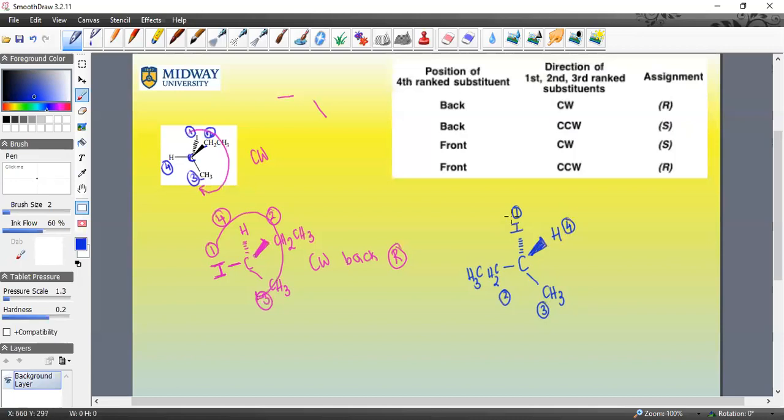Now go ahead and assign priorities 1, 2, 3, and 4. Now connect 1, 2, 3. The only logical way I can connect them is counterclockwise, and then the hydrogen is in the front, so counterclockwise, front is R. Now how magnificent is that?